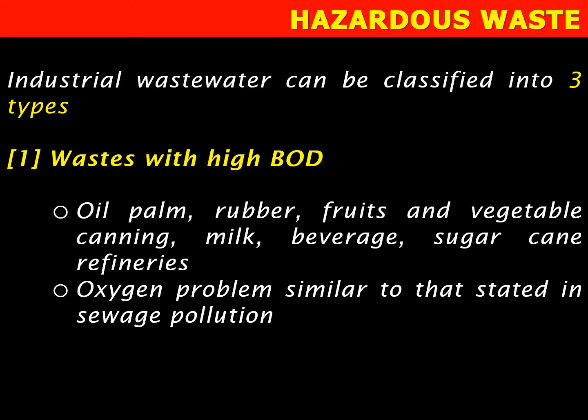Industrial wastewater can be classified into 3 types. The first type is wastes with high BOD. For example, oil palm, rubber, fruits and vegetable canning, milk, beverage, and sugar cane refineries cause oxygen problems similar to those stated in sewage pollution.